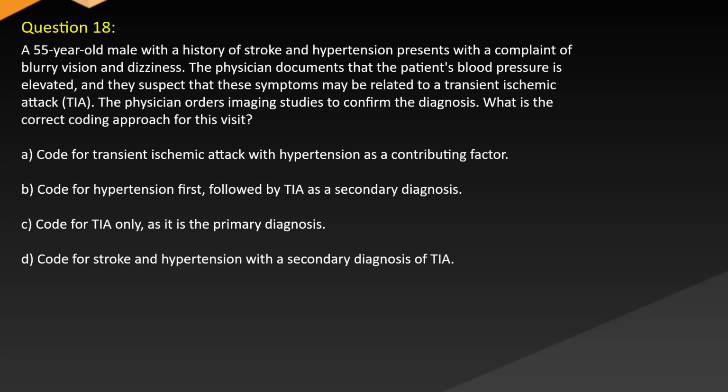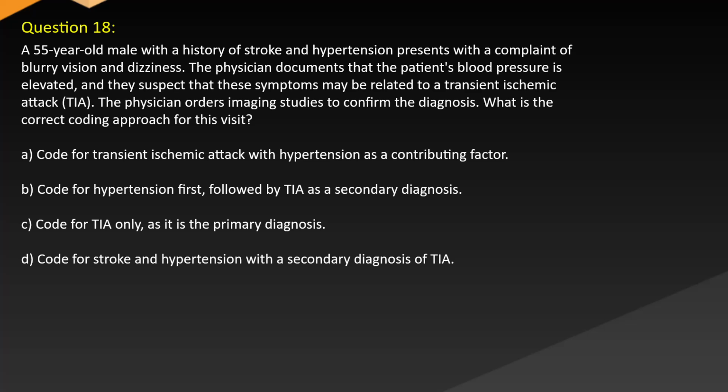The physician documents that the patient's blood pressure is elevated, and they suspect that these symptoms may be related to a transient ischemic attack, TIA. The physician orders imaging studies to confirm the diagnosis. What is the correct coding approach for this visit?